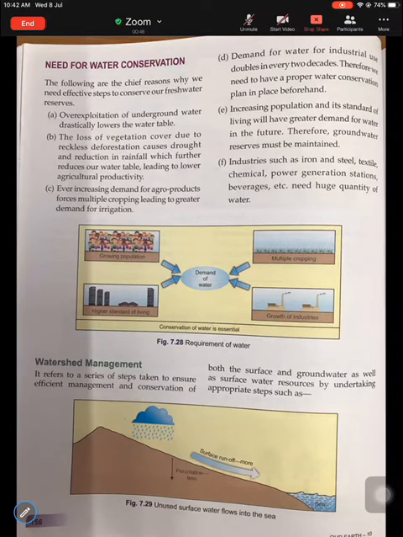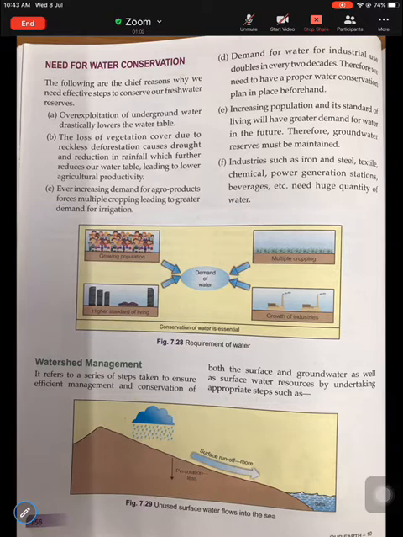Hello everyone. The objective for today's class is to understand the need for conservation of water resources, and then we'll try to look into some of the different steps that could be taken to ensure that water resources are conserved. So let us begin. Now, need for water conservation.